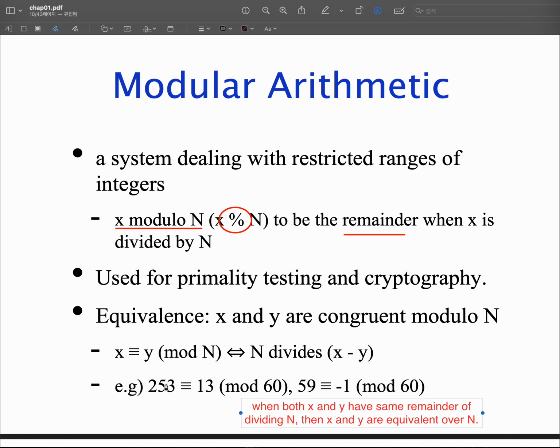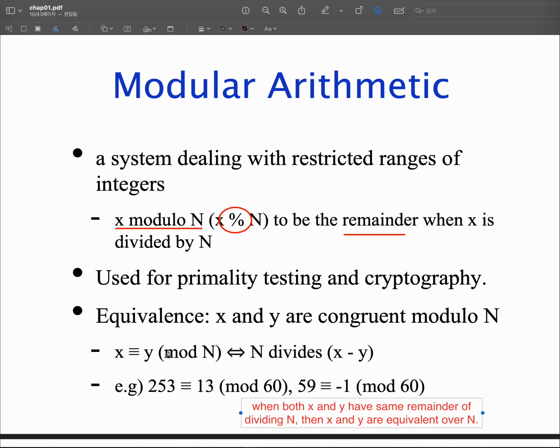Typically the remainder is 0 or a positive integer, a natural number and 0. So that's equivalent when we are thinking about remainder. But in this case we have to consider negative values. There's no reason to exclude negative values, so that is okay.